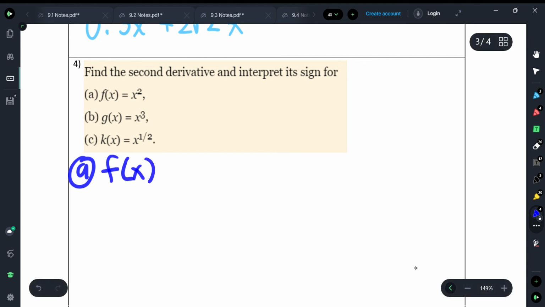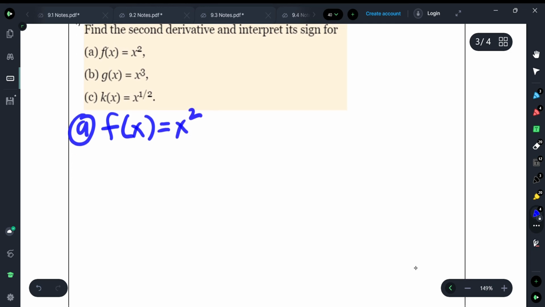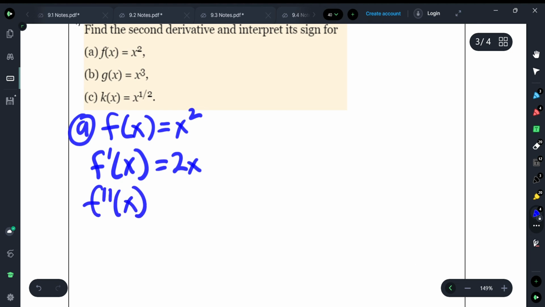So f of x is x squared. Okay, what does that tell us? That the derivative of f of x, or f prime of x, is literally going to be 2x. Take the derivative of that. My second derivative is going to be the derivative of 2x, which is just 2. Okay, was it that easy? Yes, it is that easy.